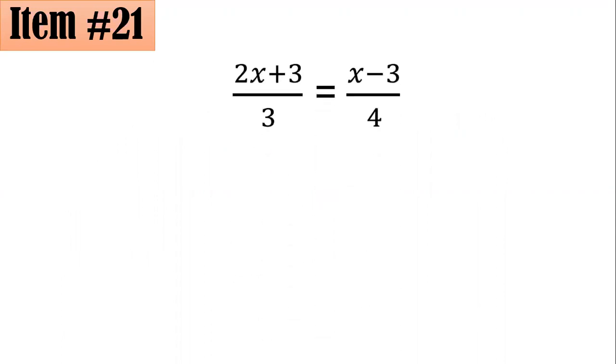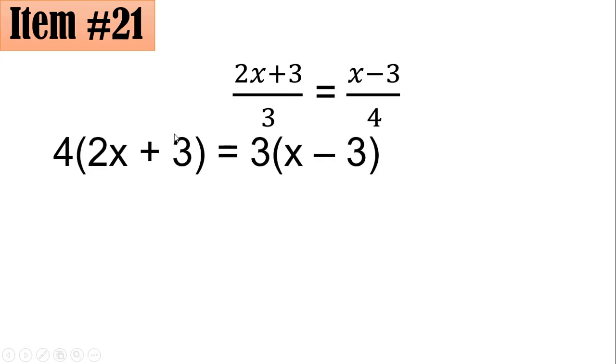So from here, we could employ what we call the multiplication property of equality, and we will multiply both sides by the LCD of 3 and 4, which is 12. Or what others do is what we call cross multiplication. That is, the product of 2x + 3 and 4 is equal to the product of 3 and x - 3. And for such, we have this now.